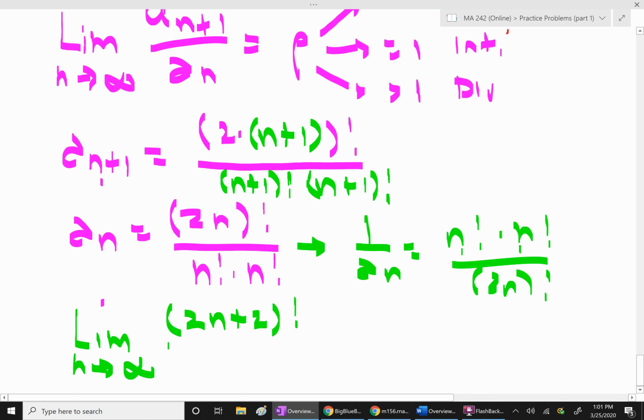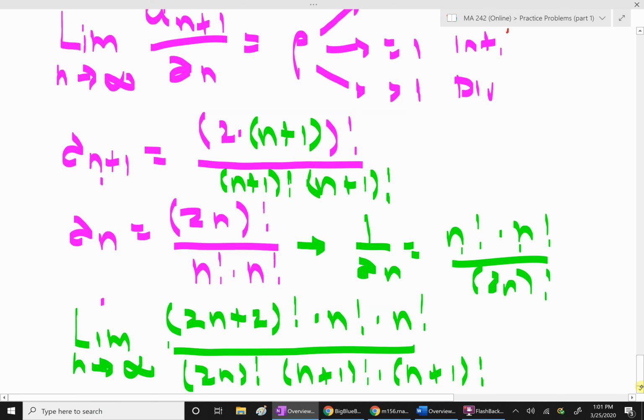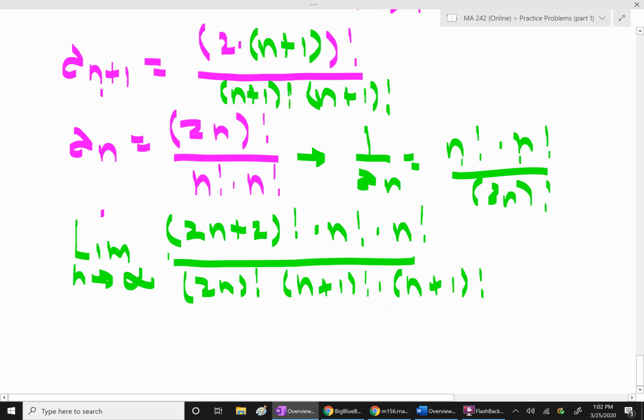I'm going to have an n factorial and an n factorial here, right? On the bottom, I'm going to have a 2n factorial. And then I'm going to have an n plus 1 factorial times an n plus 1 factorial. Okay? Everybody good?